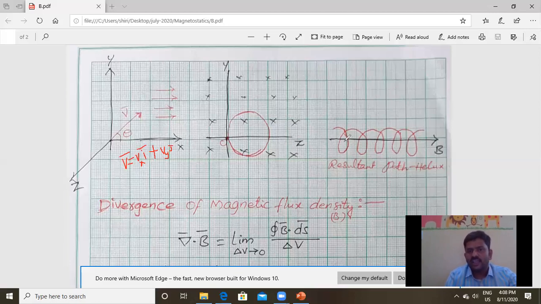This pitch can be obtained by multiplying the velocity along this direction, that is Vx, by the time taken between two successive circles of a helix. That is known as pitch. So to calculate the pitch, we need to calculate the time. We'll see that now.